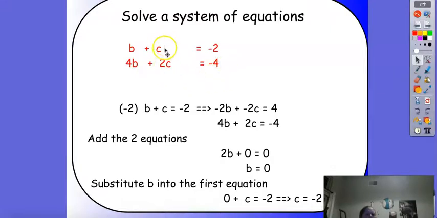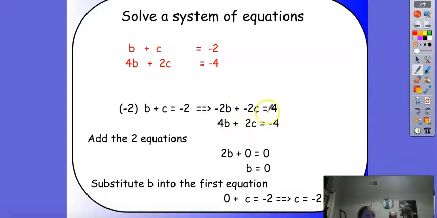On this one, I can't add any of these and get a 0. So what I'm going to do is multiply this whole equation by -2. Whatever I do to one side, I have to do to the other side. So I multiply b plus c times -2, and I multiply the -2 times -2. I come up with -2b plus -2c is equal to +4 because a -2 times a -2 gives me a +4. Then I'm just going to write the second equation down here.